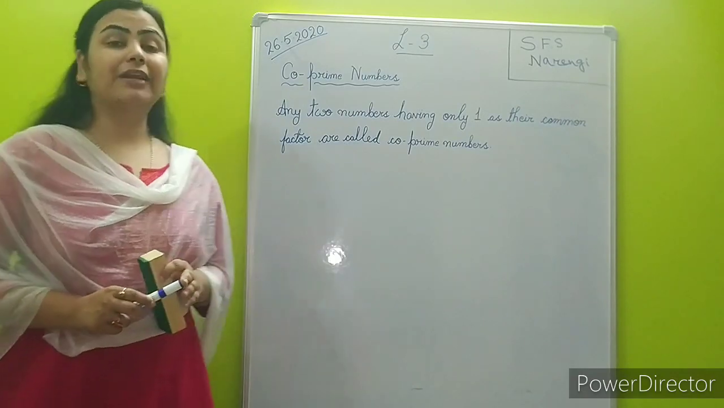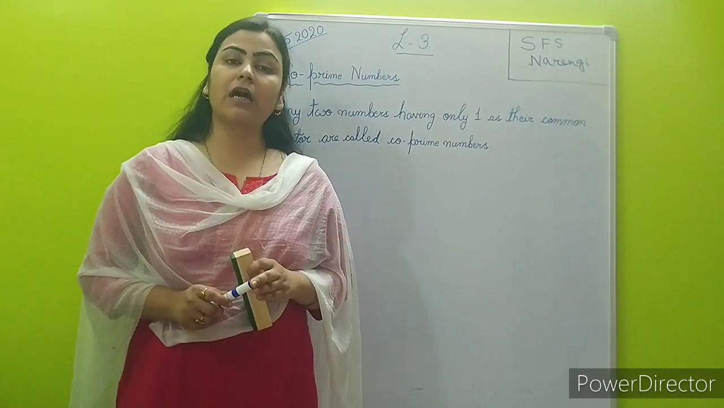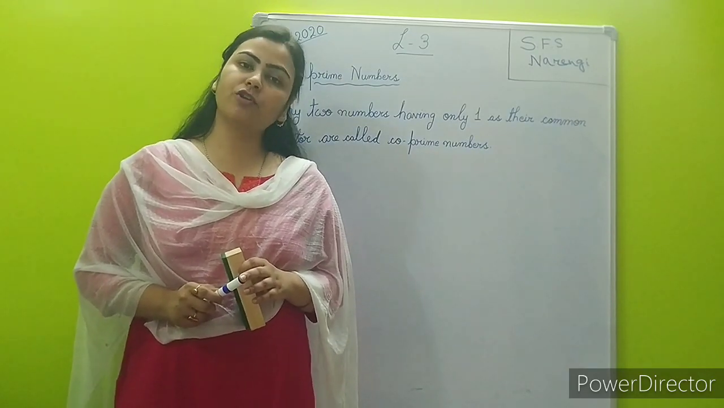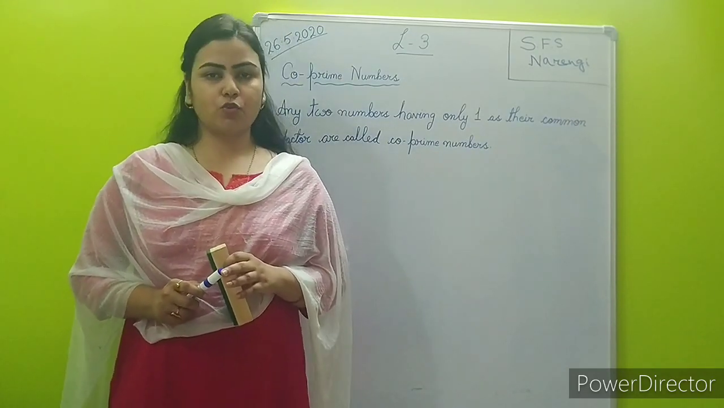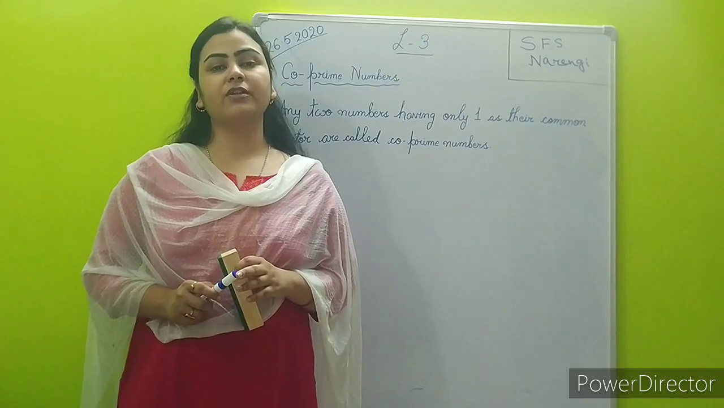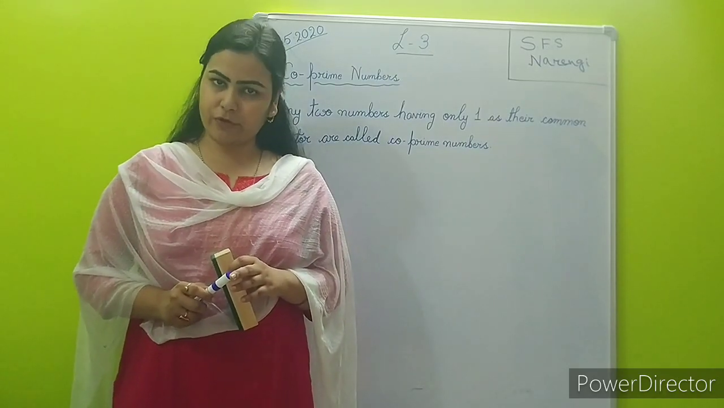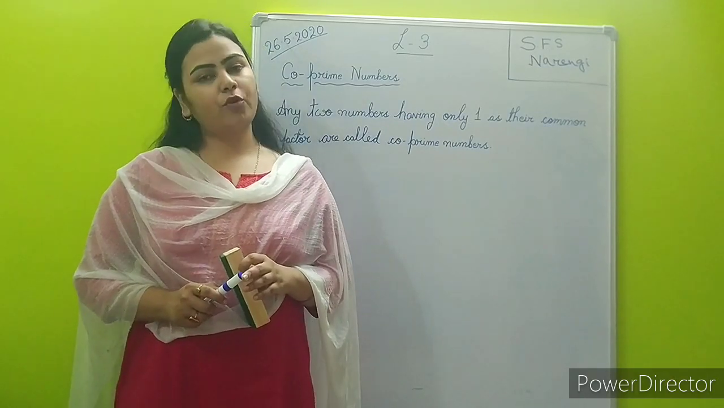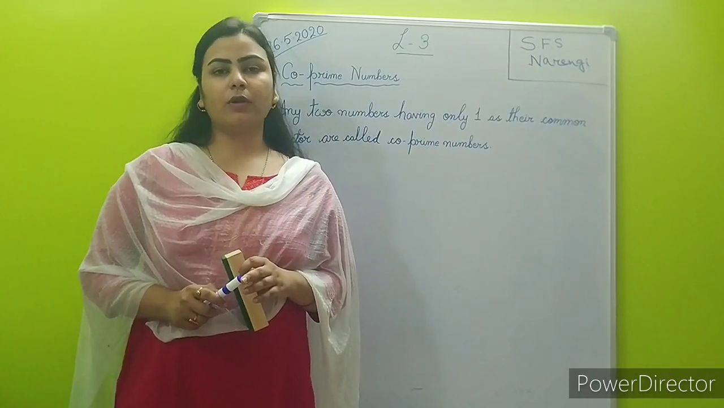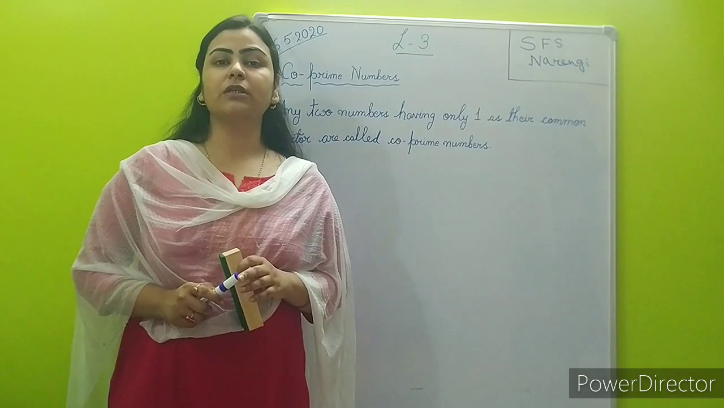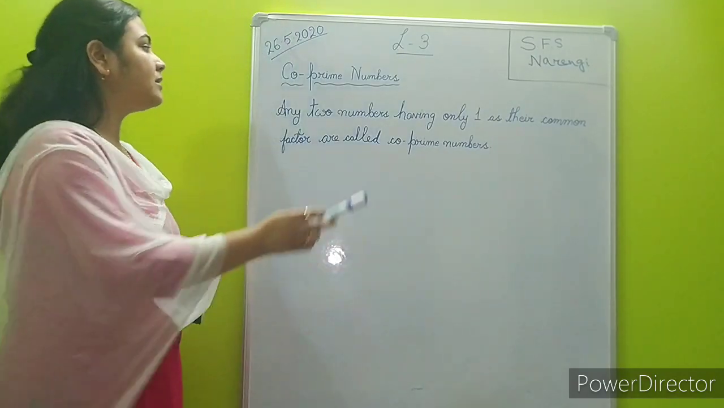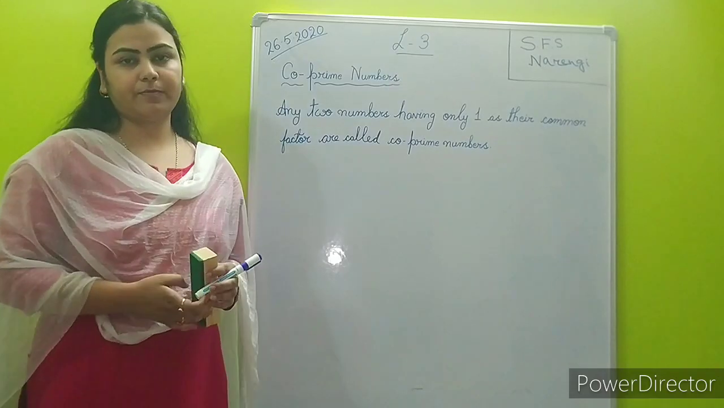Now, as you know, in our last class we had done exercise 3.4, where we had already done numbers 1, 2 and 3, and number 4 was given to you as your homework, right? Today we will start with number 5. But before that, we are going to learn a new concept. And what is that? That is co-prime numbers, okay?